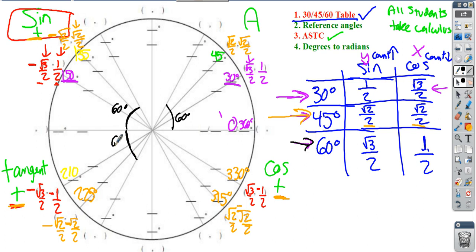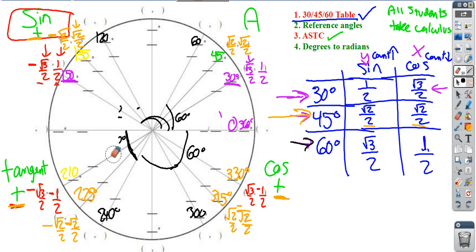This is the reference angle of 60 in the third. This is the reference angle of 60 in the fourth. So that means this angle is 60. The second quadrant angle is 180 minus 60, which is 120. Third quadrant angle is 180 plus that 60, which is 240. And the fourth quadrant angle is 360 minus 60, which is 300.